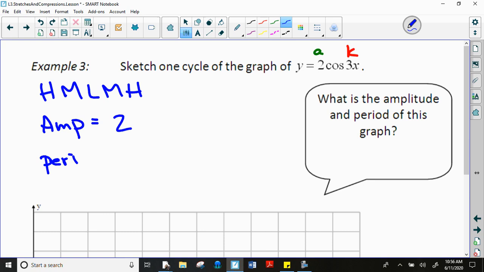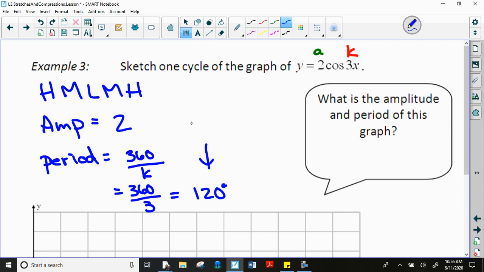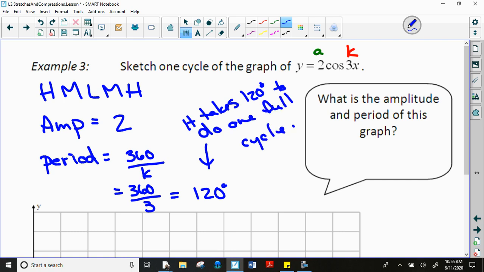And then our K value helps us figure out our period. So remember from the last slide in pink, our period is 360 degrees divided by the K value, which is 360 degrees divided by, in this case, 3, which is, I believe, 120 degrees. So it takes 120 degrees to complete one full cycle.